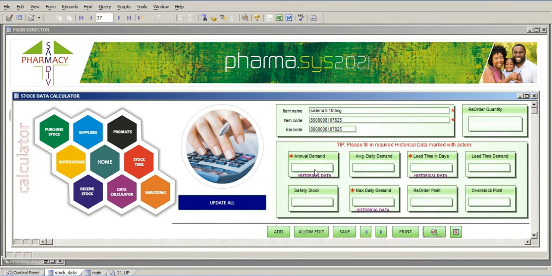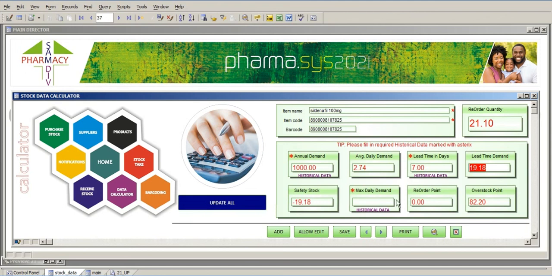So for the purpose of demonstration, let us enter an arbitrary number into the annual demand. Let's say 1,000. And once we enter that, the average daily demand will be calculated by the system. That means we are selling 2.74 units of slide and fill in a day on average. Then lead time, let's say the supplier takes 7 days to supply when we order. Lead time in days is 7. Then that will help the system to calculate the lead time demand. What is lead time demand? That is the demand during the time that you are out of stock or that you are waiting for stock.